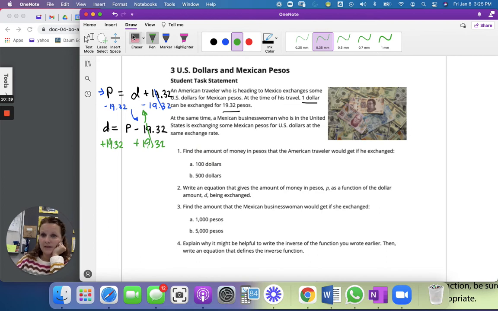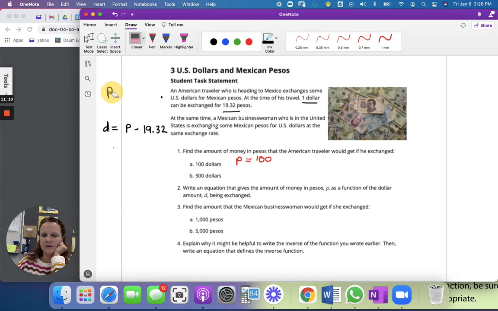All right, I'm going to erase all that. So find, try not to erase the original. There we go. It says to find the amount of money in pesos that the American traveler would get if he exchanged $100. So pesos equals $100. Ooh, I didn't do that right. Nope, I did all of that wrong. You know what? I'm going to leave it up there because I want you to see it.